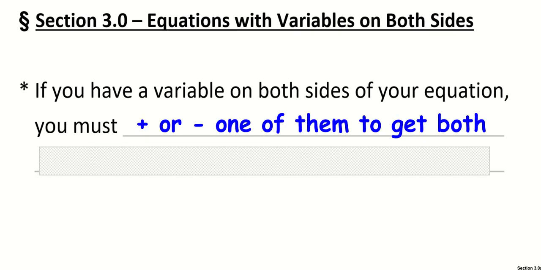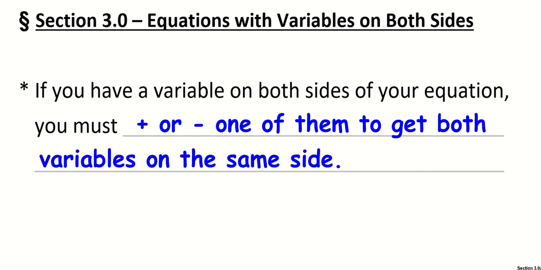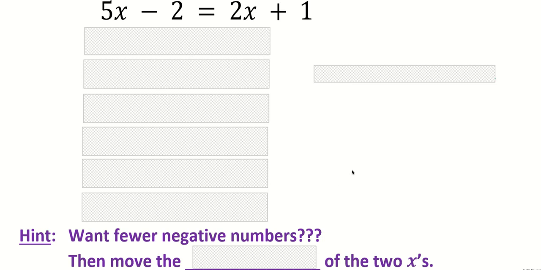Well, let's run through some notes here, some examples. If you have a variable on both sides of your equation, left side and right side, you must add or subtract one of them to get both variables on the same side. So you're essentially moving one of them to the other side by doing the opposite. Let's see that in action.